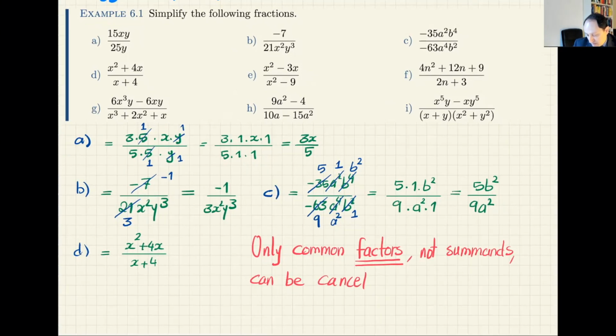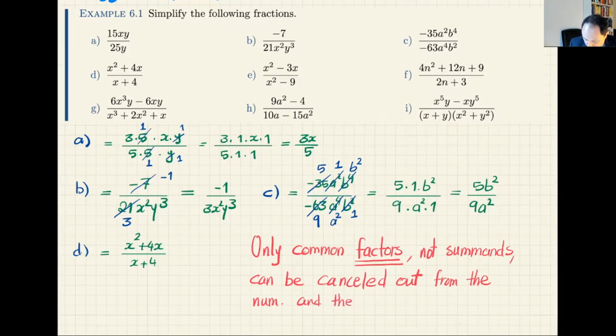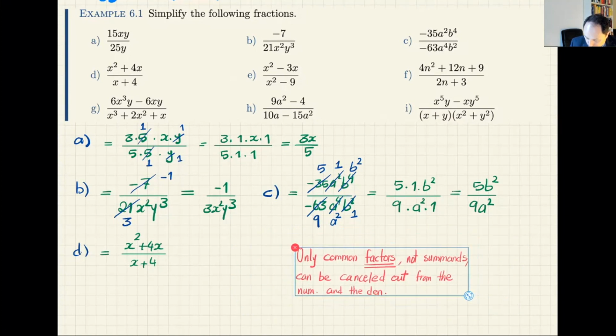Oops, cancelled out. In American spelling, is cancelled with one L or double L? It's one L. In British it is double L, so let us stick to the American one. So, only common factors, and not summands, can be cancelled out from the numerator and the denominator. Okay, so I think this is not a very good place for this. Let me make it a little bit smaller. Yes, and I can put it here.